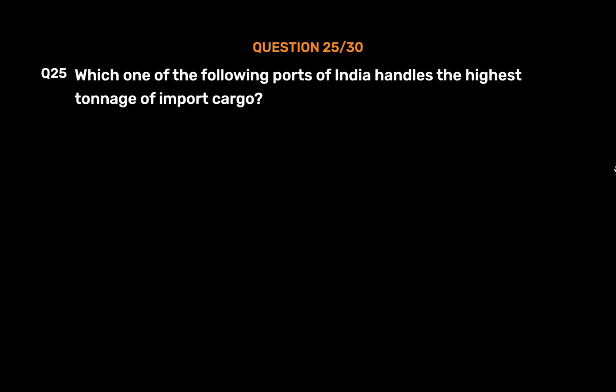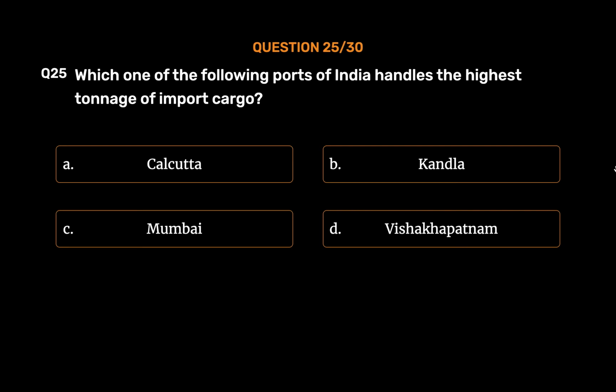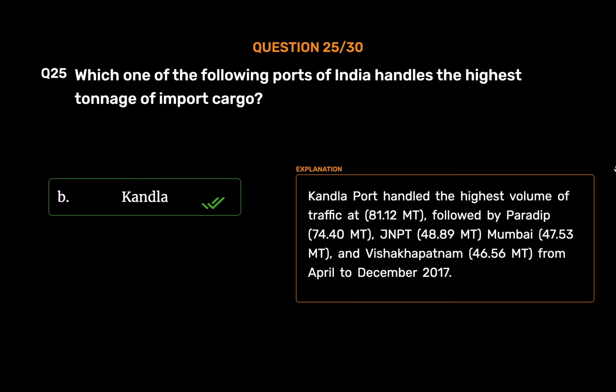Question number 25. Which one of the following ports of India handles the highest tonnage of import cargo? Option A. Calcutta. Option B. Kandla. Option C. Mumbai. Option D. Visakhapatnam. The correct answer is Option B. Kandla. Kandla port handled the highest volume of traffic at 81.12 MT, followed by Paradip, 74.40 MT, JNPT, 48.89 MT, Mumbai, 47.53 MT, and Visakhapatnam, 46.56 MT, from April to December 2017.